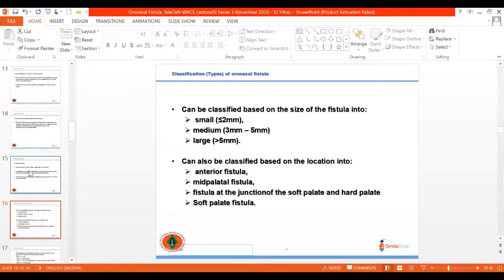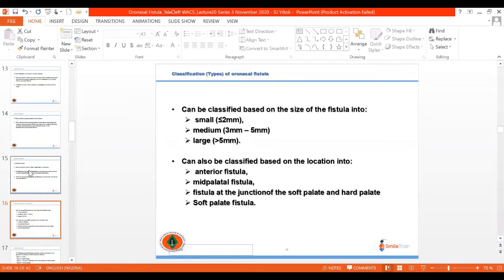So, classification. Oronasal fistula can be classified based on the size of the fistula into small, usually less than or equal to 2 millimeters, medium, 3 to 5 millimeters, and large fistulas, which are usually more than 5 millimeters. They can also be classified based on the location, either as anterior fistula, mid-palatal fistula, fistula at the junction of the soft and hard palate, and soft palate fistula.